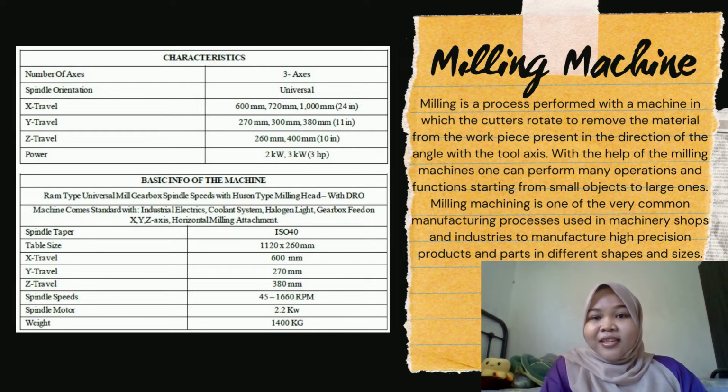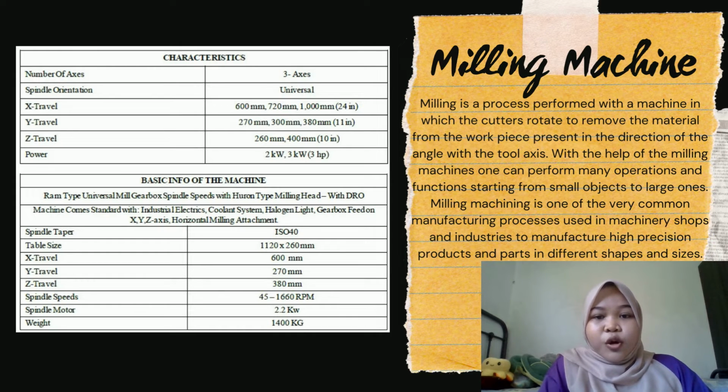Okay, basically milling is a process performed with a machine in which cutters rotate to remove material from the workpiece in the direction of the angle with the tool axis. With the help of milling machines, one can perform many operations and functions, from small objects to large ones. Milling is one of the very common manufacturing processes used in machinery shops and industries to manufacture high precision products and parts in different shapes and sizes.